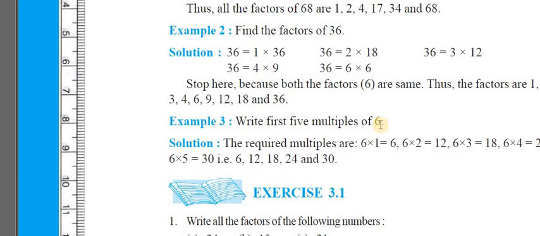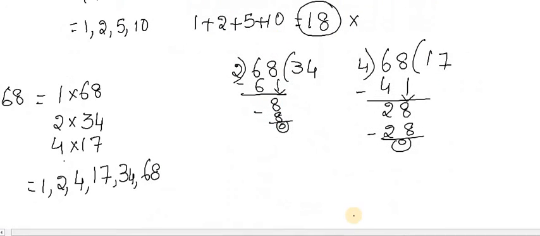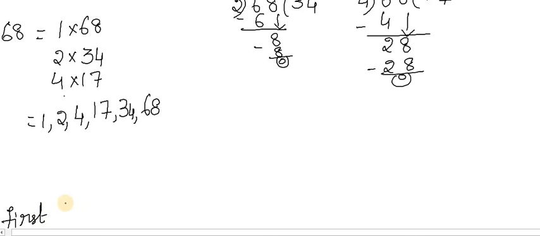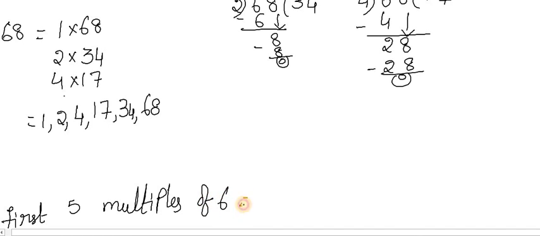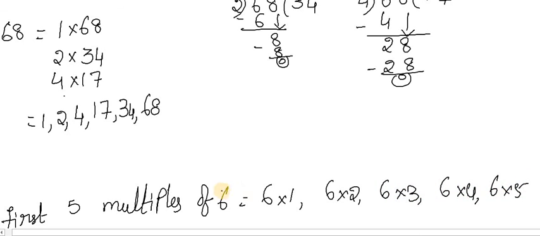Now write the first 5 multiples of 6. So how to write the first 5 multiples of 6? Nothing but the 6 table up to 6 fives, you should write. First 5 multiples of 6 are 6 ones are, 6 twos are, 6 threes are, 6 fours are, 6 fives are. So the answers will be 6, 12, 18, 24 and 30. If you ask for more, we will go for other numbers.